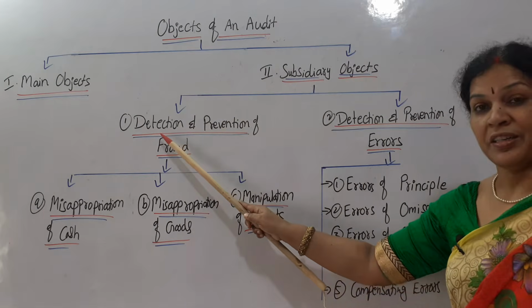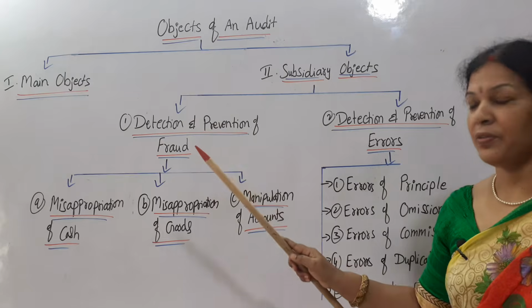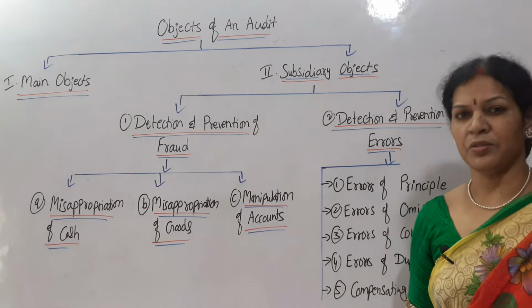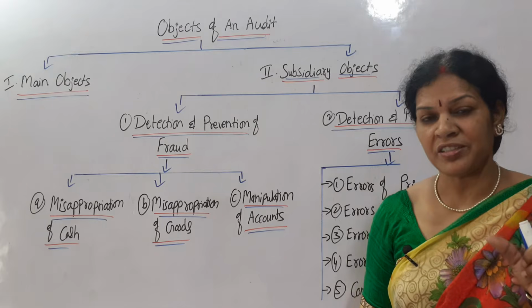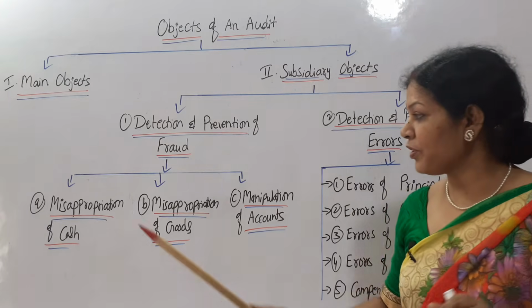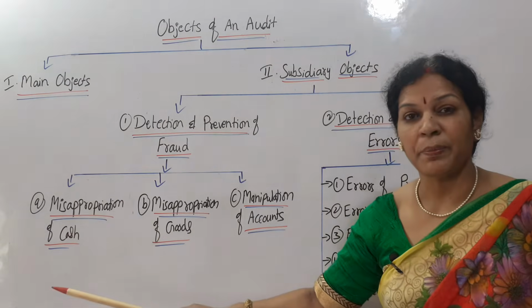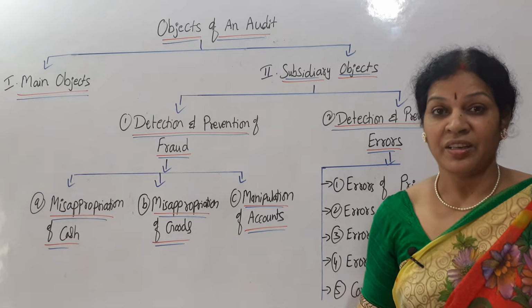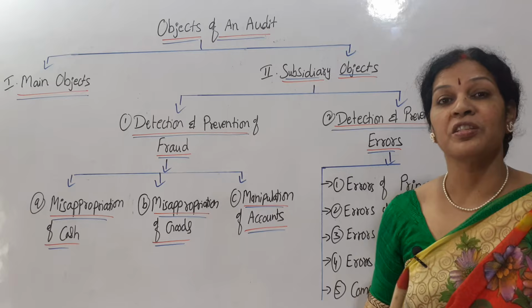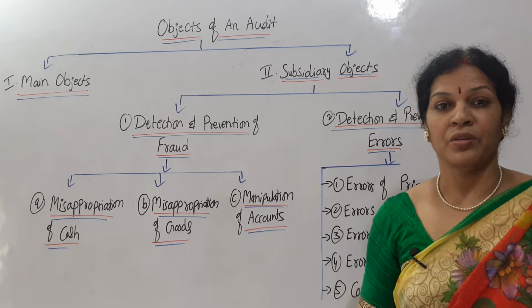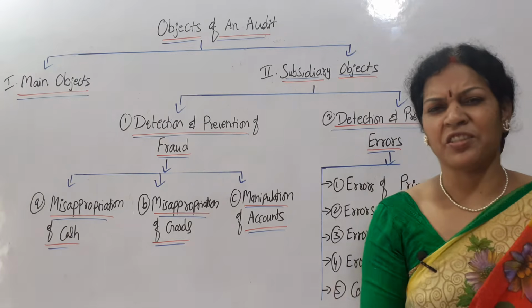Now let us focus on the first subsidiary object, detection and prevention of fraud. Fraud, you understood. Now in this detection, different kinds of frauds are there here. What kind of frauds? The first one is misappropriation of cash. Cash is misappropriated, misused. How? Suppose many transactions you can take.